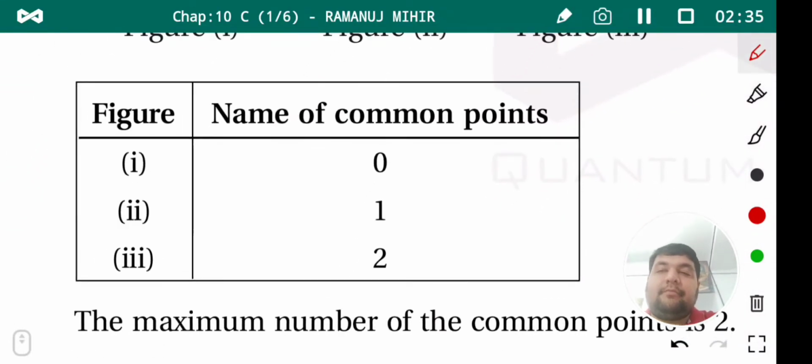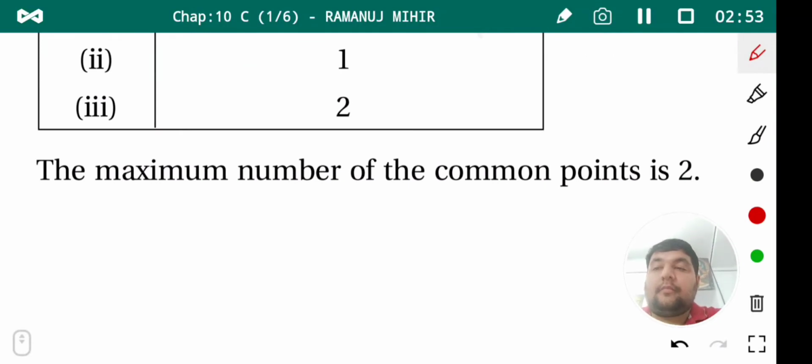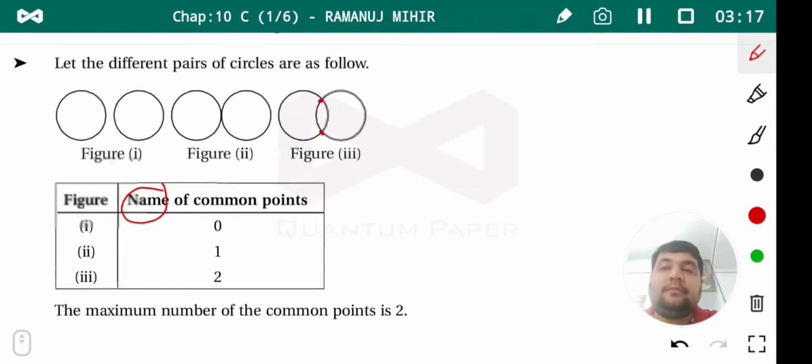In the first figure the number of common points is 0. In the second it is 1 and in the third it is 2. So you will write the answer. What will you write? The maximum number of common points is 2 when two circles intersect each other. And the minimum number is 1 if they are touching, and if they are not touching the number will be 0. Okay, it is a very easy question.